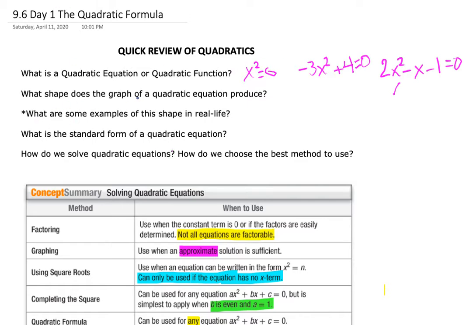What shape does the graph of a quadratic equation produce? So you should think of it as kind of a U or an upside down U, okay? And remember, they can be skinny, they can be fat, whatever. This is called a parabola.